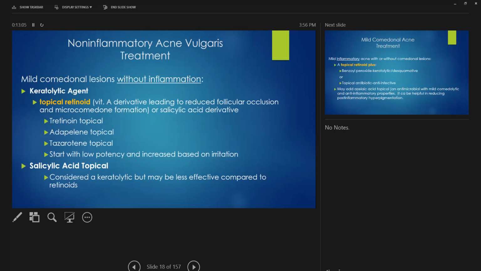adapalene, tazarotene. So any of those is acceptable, but basically you want to start with a low potency and then increase if the patient doesn't have any irritation to it. Salicylic acid topical is considered a keratolytic, but may be less effective compared to the retinoids. So generally we go for a topical retinoid here, but salicylic acid is not incorrect to utilize. However, the topical retinoids are more effective.